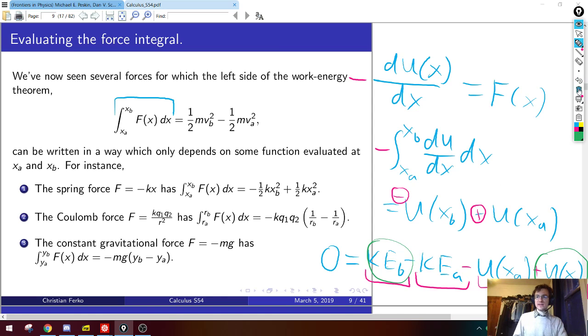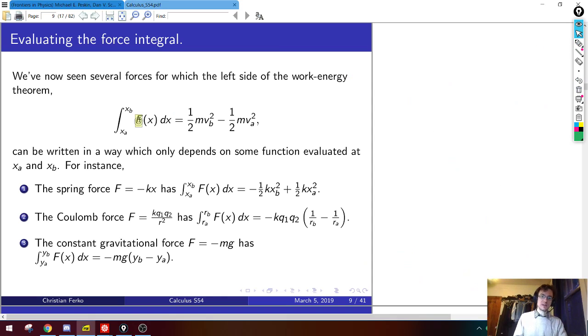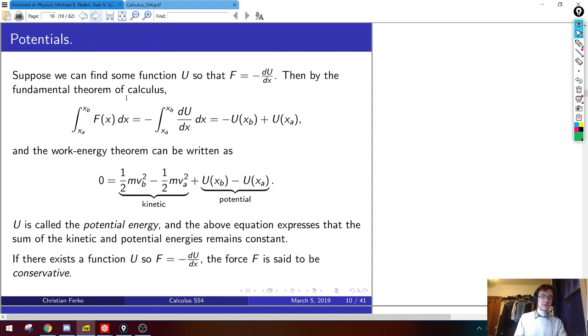Okay, so that's the idea. The idea is we just want to say, is it possible to find a function whose negative derivative is the force? So let me say that again. If you could find such a function u so that f is minus du dx, then by the fundamental theorem, you would just evaluate the left side of the work energy theorem, get this thing, and then you would move it to the right side. And then you would say, okay, this is a conservation law.